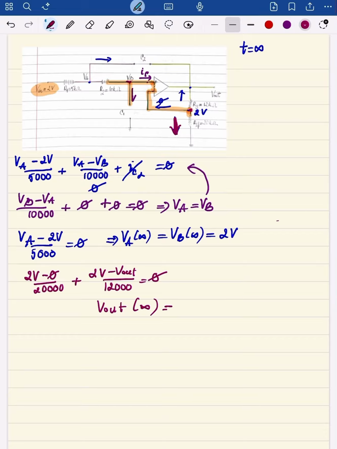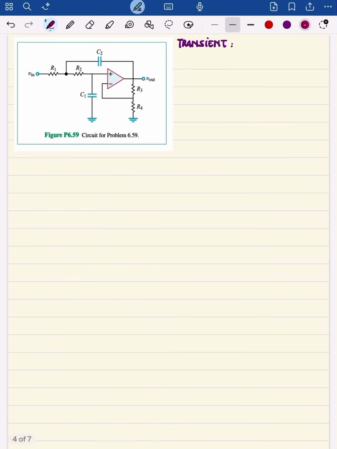At infinity, when you do the algebra a little bit, you solve it out, and you get 3.2 volts. So here's all of my important values; let's highlight it and save it for later. Now we're going to move on to the next thing, the most complicated one: transient.